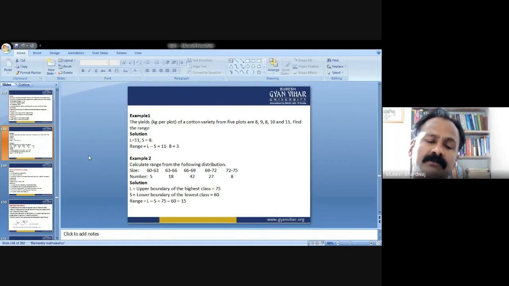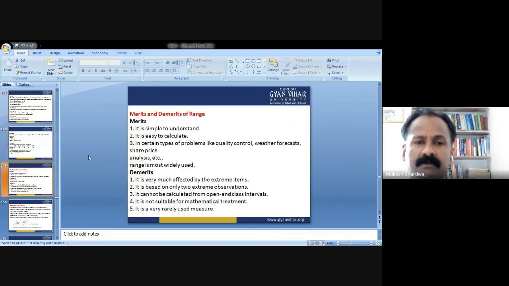We are not much concerned about the frequency. When we are concerned about the range, we are talking about the class range, and we identify the smallest and the highest value from the class range itself without involving the frequency. Now, what are the merits and demerits of range?